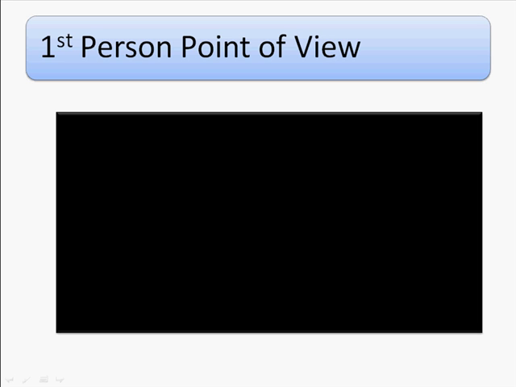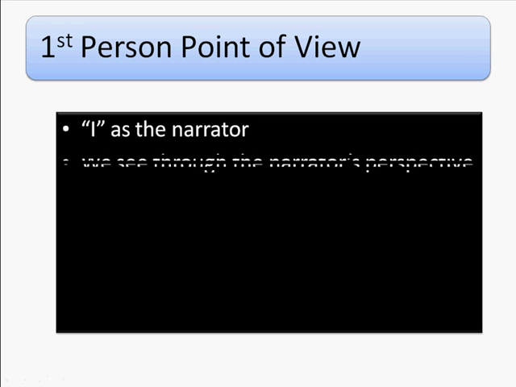The first kind of point of view, first person, is I as the narrator. So it's when we're seeing things through the narrator's own perspective. So in a story where the voice is I am doing this, I am walking into the room, I am doing whatever, that would be a first person point of view.